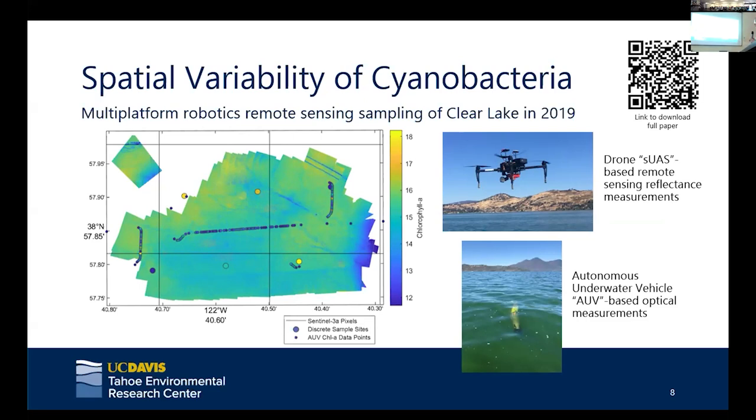And this plot shows the background image, which is the chlorophyll measurements that we derived from the remote sensing measurements from the drone. And then the small points are chlorophyll A measurements from the AUV, and the larger points are grab samples that we collected. And the large box outlines on the plot are the 300 by 300 meter pixels from Sentinel-3. So this just gives you a perspective of what the satellite is seeing versus how much variability you can see within each one of those satellite pixels.